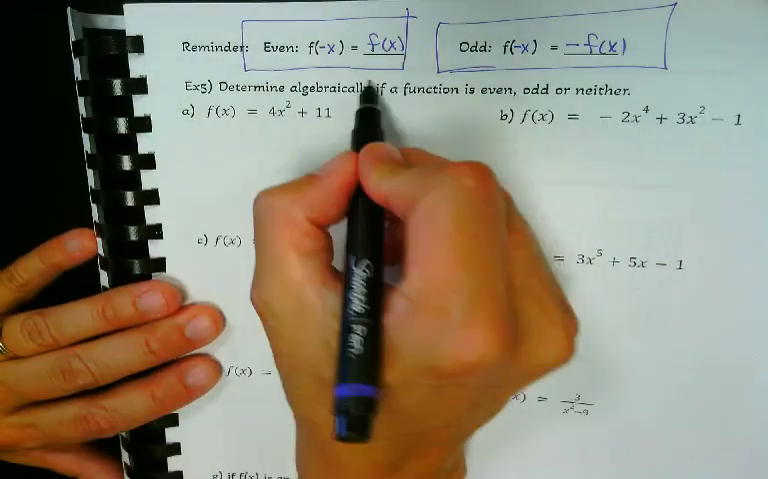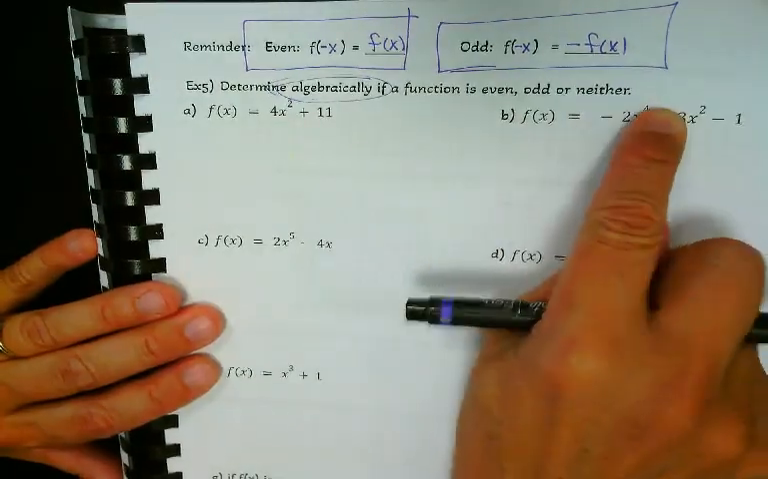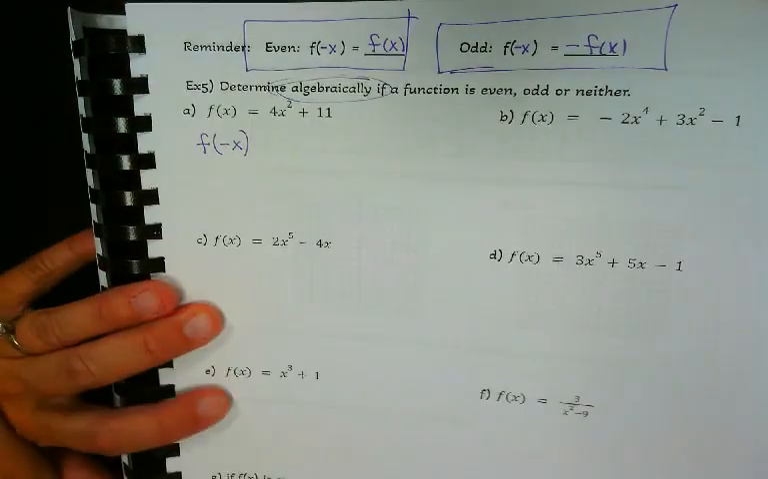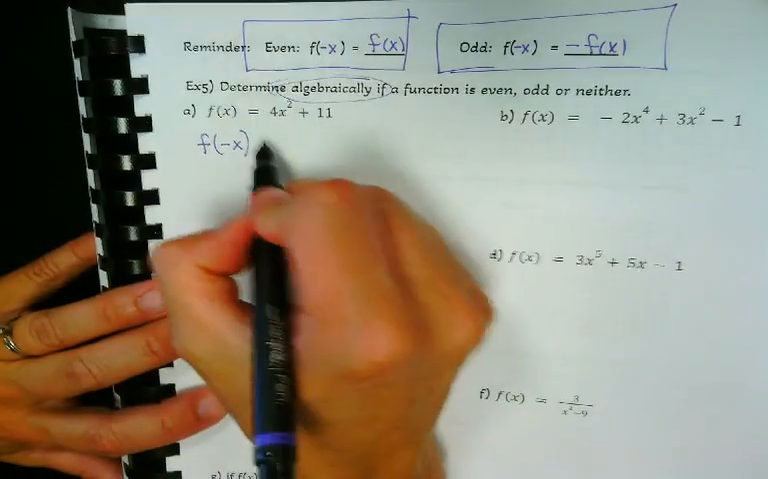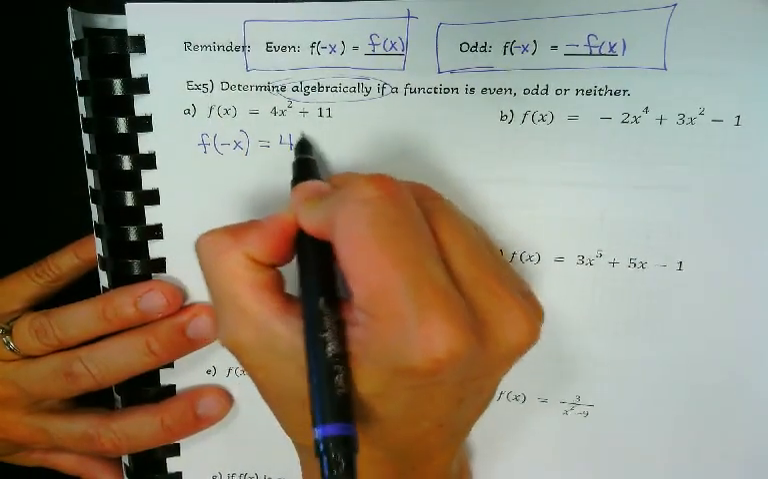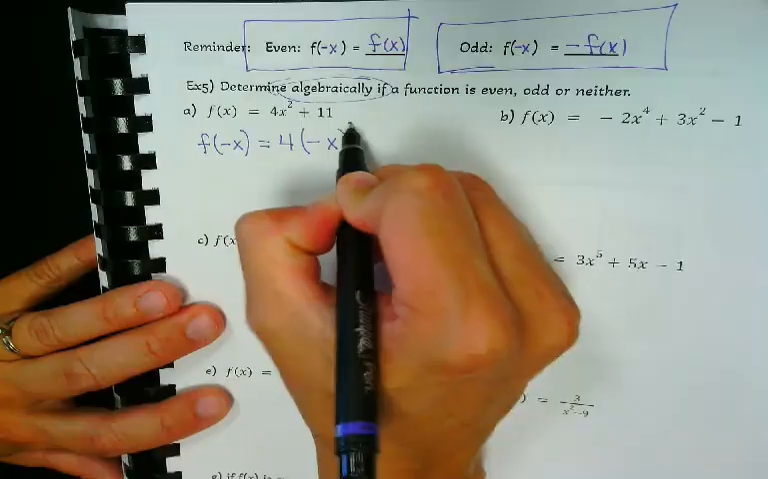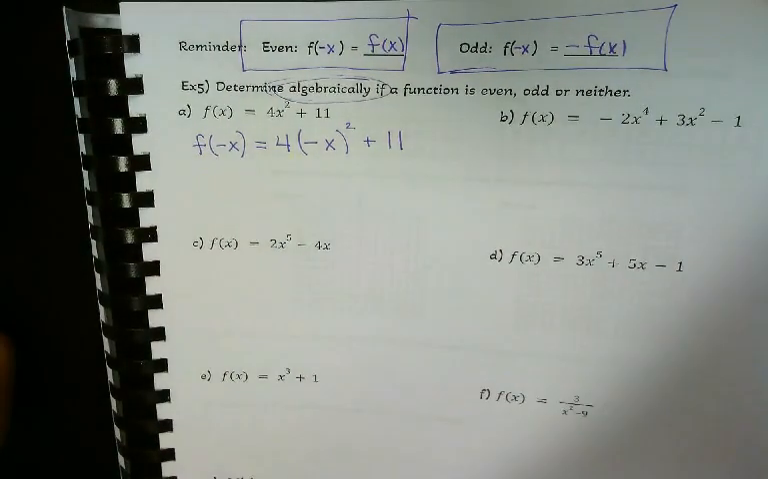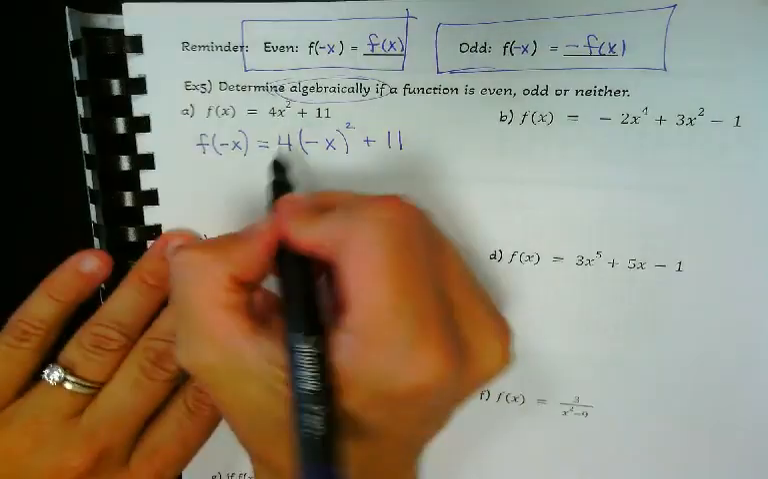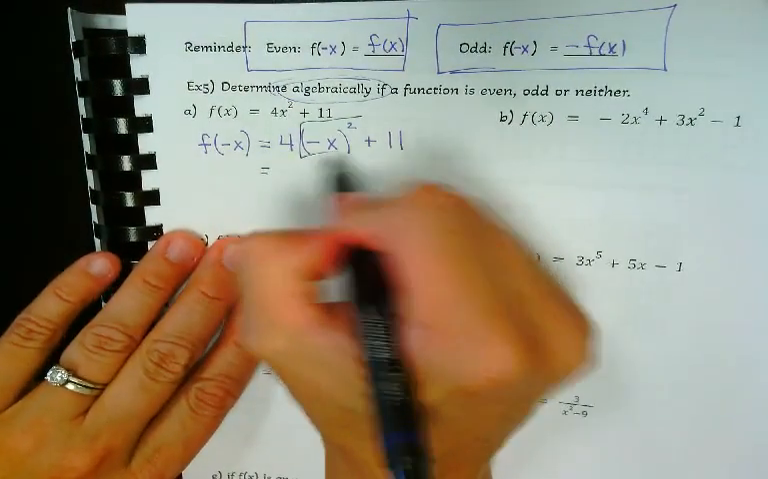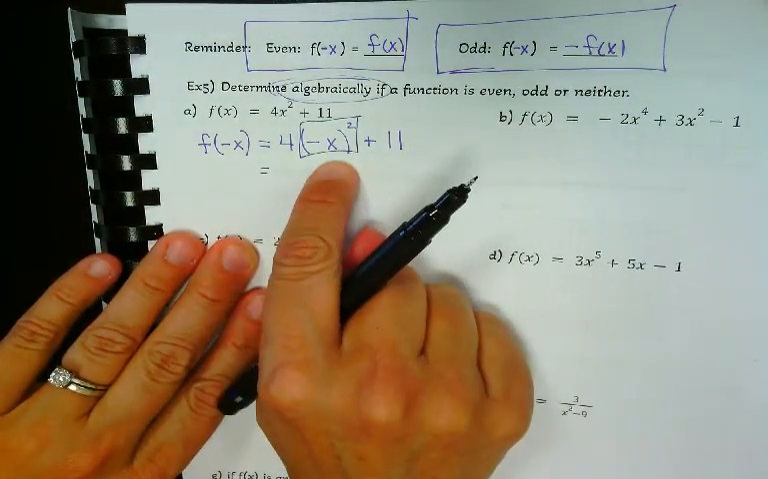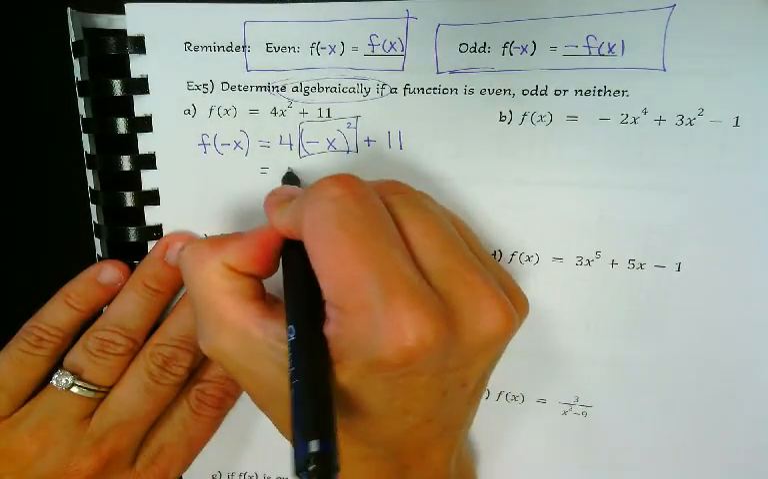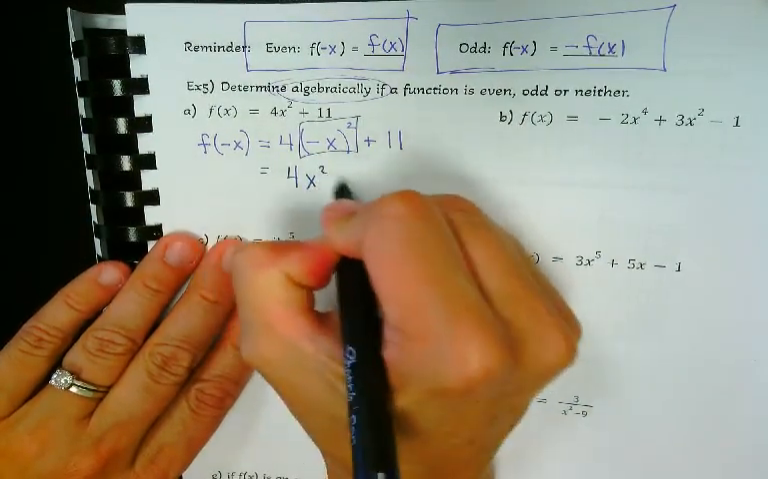So it says determine algebraically. So we got to do this by hand if it's even, odd, or neither. So I'm going to find f of -x. So I'm substituting in -x on paper. I got to show it on paper. Substitute with parentheses. Okay, so now you got to talk yourself through the cleanup. What happens when you square a negative? What should you get? Positive. So this is going to become positive x squared times 4. So that's going to be 4x squared plus 11.